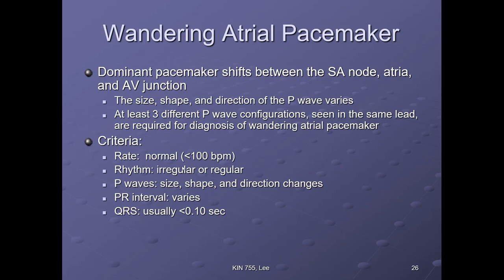The rate is going to be somewhat normal. The rhythm could be either regular or irregular. P wave sizes are just going to change, and you need at least 3 to meet the criteria for wandering atrial pacemaker. QRS, again, is going to look somewhat normal. The causes are mainly just cardiac disease.